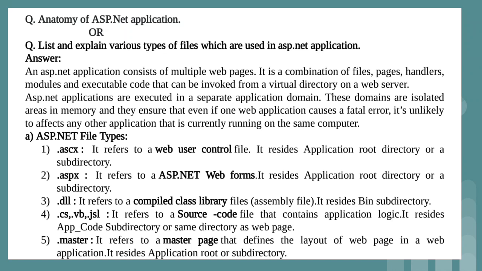So the first file is the .ascx file, which is nothing but the web user control file, and it resides inside the application root directory folder. After that we have the .aspx file. The .aspx file refers to ASP.NET Web Forms, and it resides in the application root directory or subdirectory. Again, in the same folder this particular file is also available. Then we have .dll. Basically we have one topic, that is assembly. In that we have this particular type of file, .dll, that is the compiled class library file.